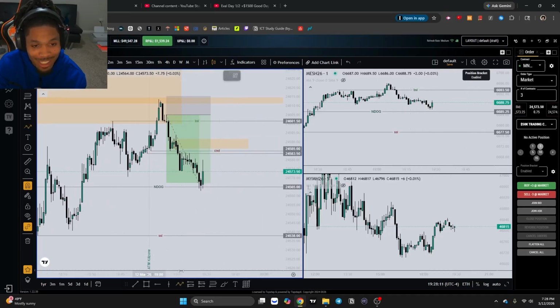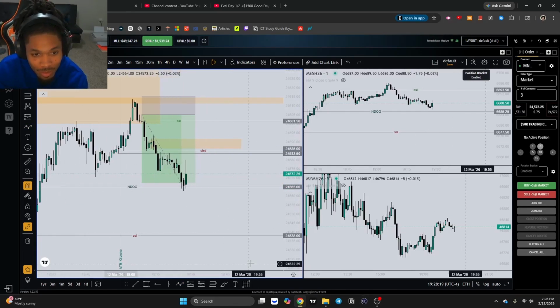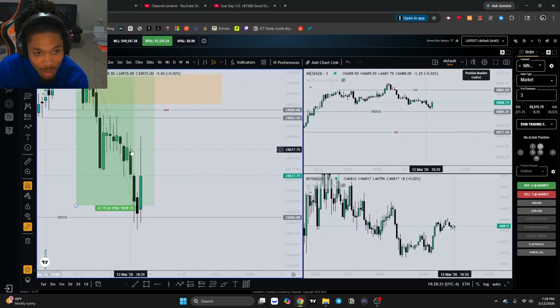What if I want to see something. What if it does this? Okay, so it tapped into this order block. If it goes past, I want to see it tap into this and go back down. If not, maybe not. But now we got this order block that it tapped into, and then we got this volume imbalance that it tapped into.